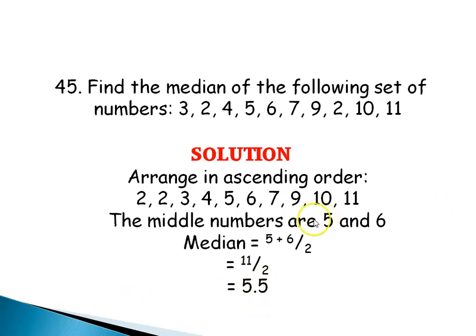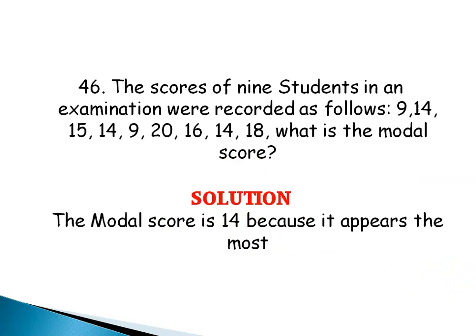But in a situation where your middle number is just 1, that one number is going to be your median. We are adding these two because we have two middle numbers. If you have just one middle number, that will be the median. Is that taken? Good. Question 46.